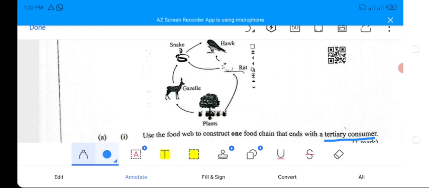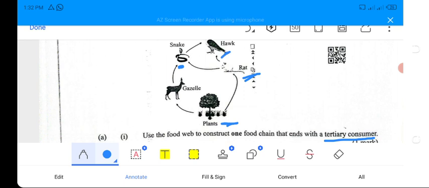So here, when we start, the rat will eat the plant, so the plant is the producer, the rat is the primary consumer. The snake will eat the rat, so the snake is the secondary consumer, and the hawk will eat the snake, so the hawk is the tertiary consumer.